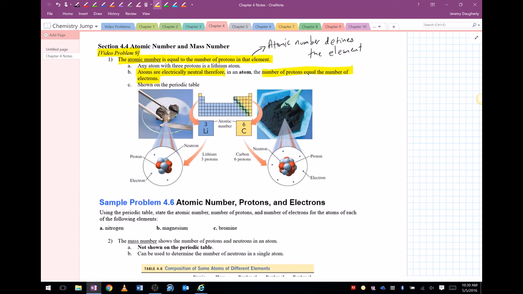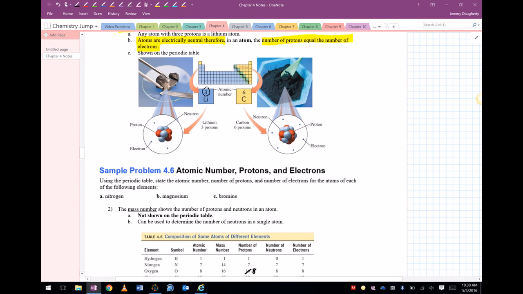So take a look at lithium here as an example. So here's the atomic number of lithium. It's 3. Atomic number is typically on the top of the periodic table. That means that there are 3 protons. So there's 1, 2, 3 protons. So any atom we find anywhere in the universe that has 3 protons, it's lithium. There's no debate, there's no question in it. That's what it is. Any atom with 3 protons is lithium.